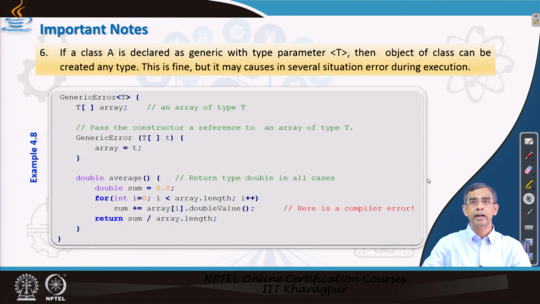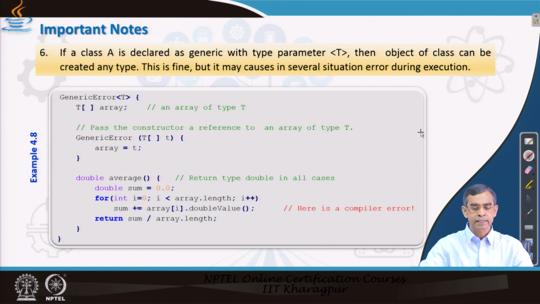But if you are not careful about using the different methods belonging to those object types, then it may invite some problem for you. It can occur at compile time, that means a compile-time error, or sometimes it is a runtime error also. Now, let us illustrate what sort of problem may arise whenever we create a generic class.